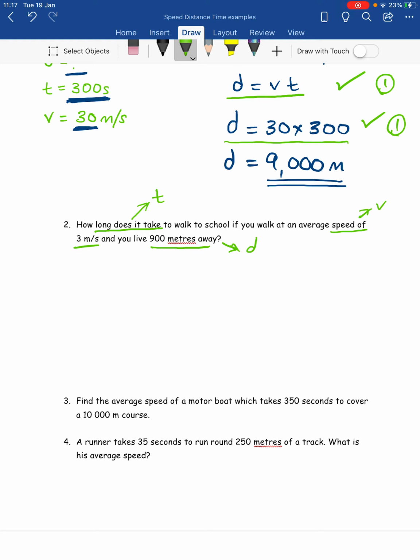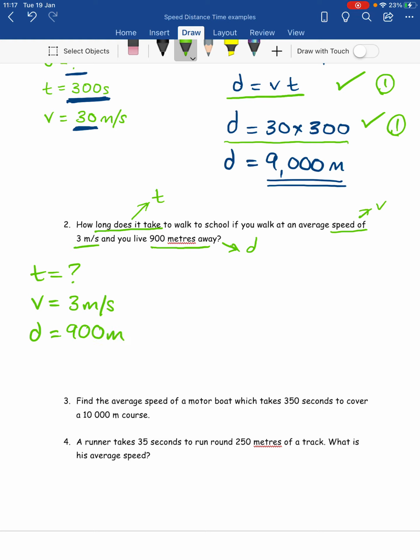So we can put this down the left hand side now. T, it asks us how long does it take? So that means T is what we're trying to find. So that equals question mark, because that's the missing one, the one that we're trying to find. V is 3 meters per second. So that goes in next. And distance, it says 900 meters. Okay, and that's the list finished.